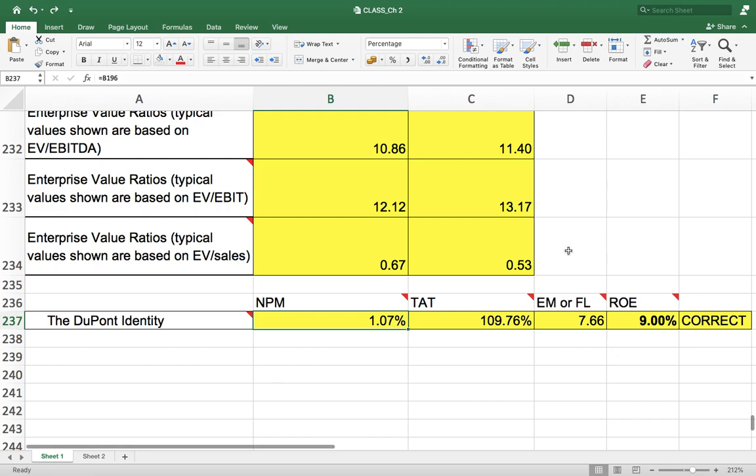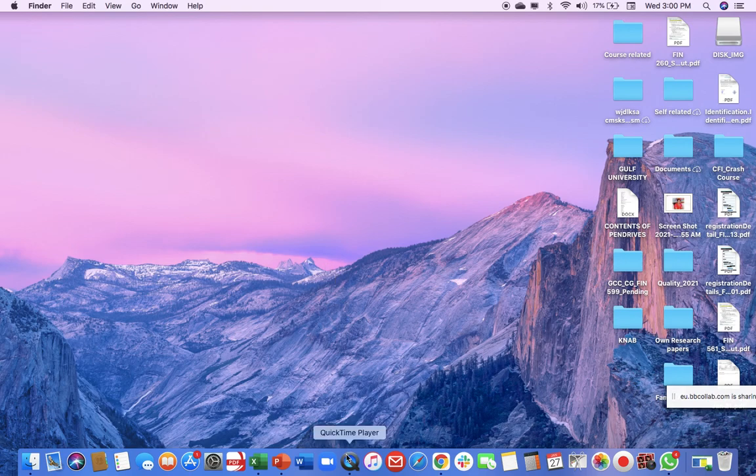So this is the way we have finished the ratio analysis and DuPont analysis in the spreadsheet. To take more questions, let me stop the recording and we will go for taking more questions. Just a minute.